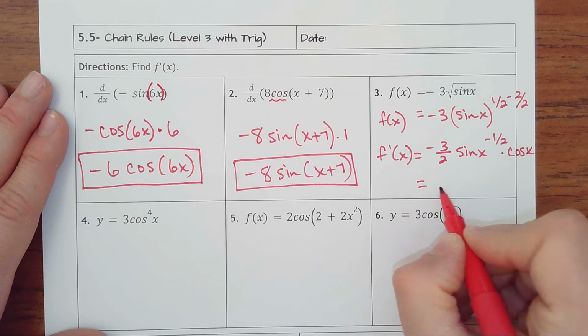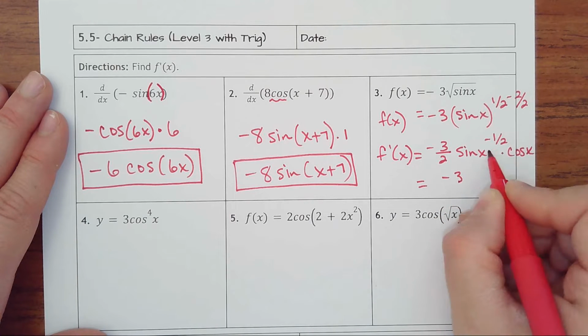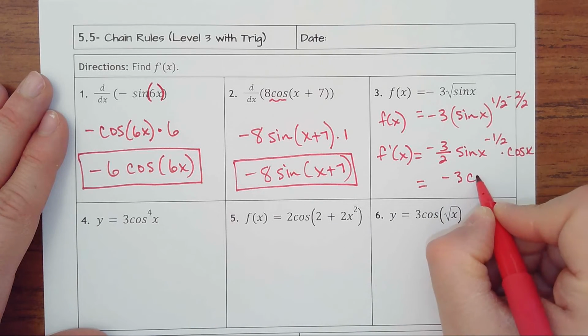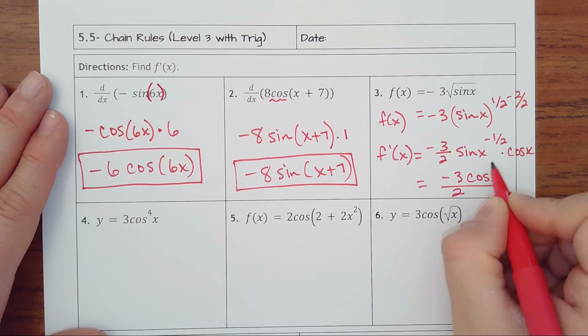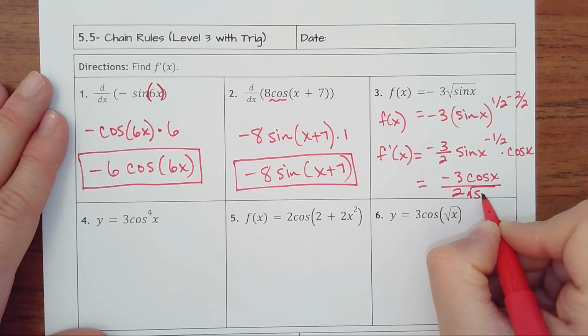If you wanted to fix it, you could keep the negative 3 on top. This will sink to the bottom since it's negative, so you'd have cosine of x on top over 2. This would be a square root of sine of x.